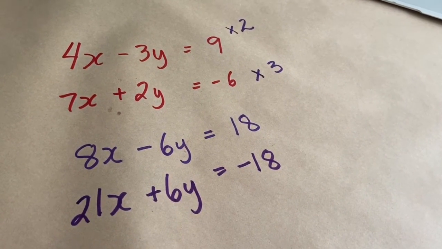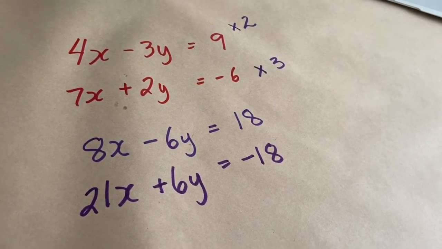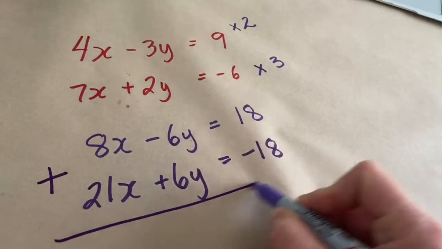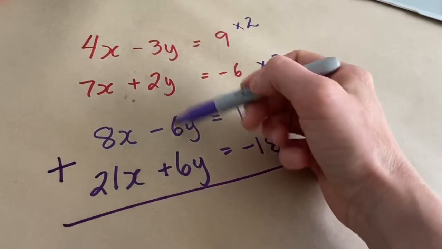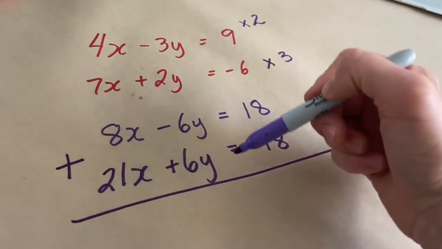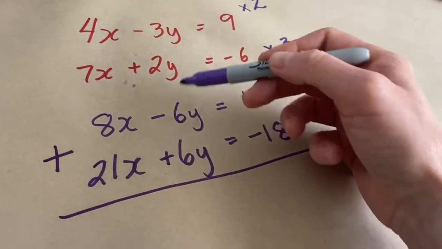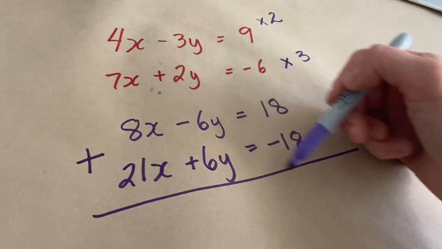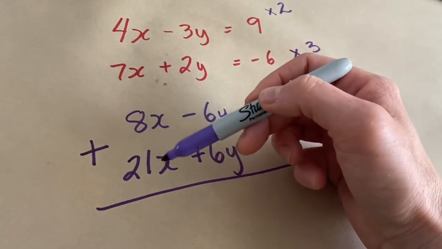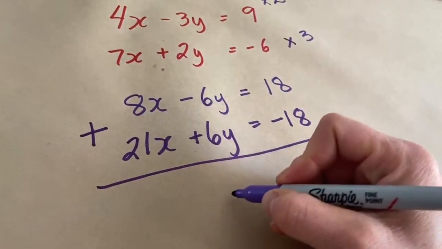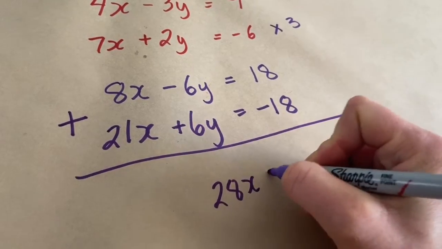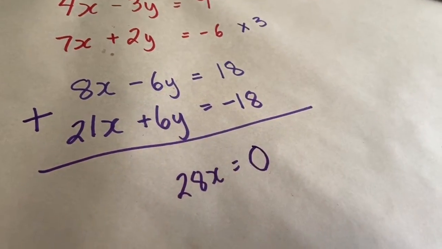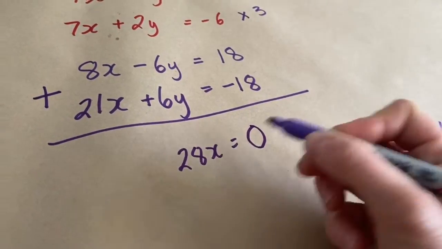We first now need to decide, are we going to add or subtract? I know, and you want to check this with your calculator because you don't want to make a silly mistake. If I add negative 6 plus 6, it gives me 0. So I want to add the equations. If I'm adding these two, I also need to add the other numbers. So 8x plus 21x gives me 28x. 18 plus negative 18 gives me 0. Okay, we've never seen that before, but that's fine.